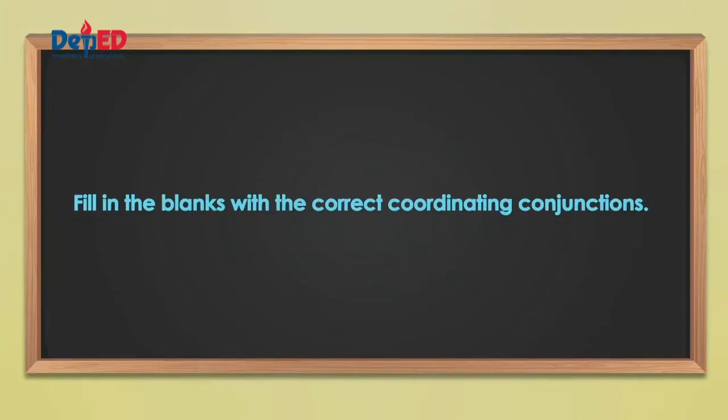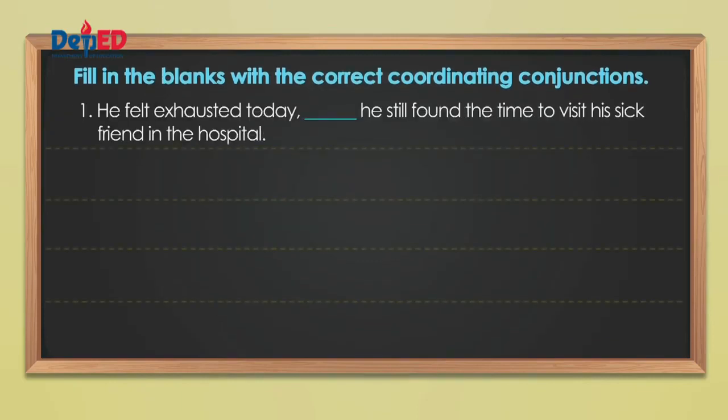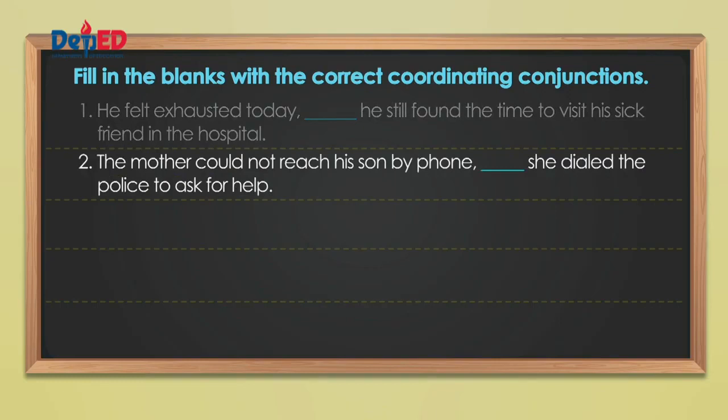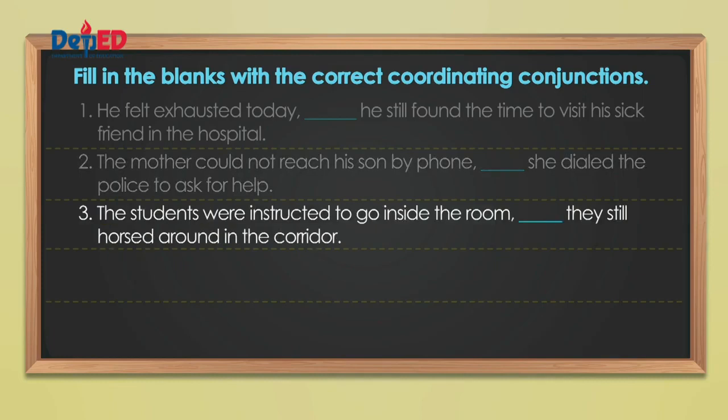Fill in the blanks with the correct coordinating conjunctions. Number 1. He felt exhausted today, blank. He still found the time to visit his sick friend in the hospital. Number 2. The mother could not reach his son by phone, blank. She dialed the police to ask for help. Number 3. The students were instructed to go inside the room, blank. They still horsed around in the corridor.